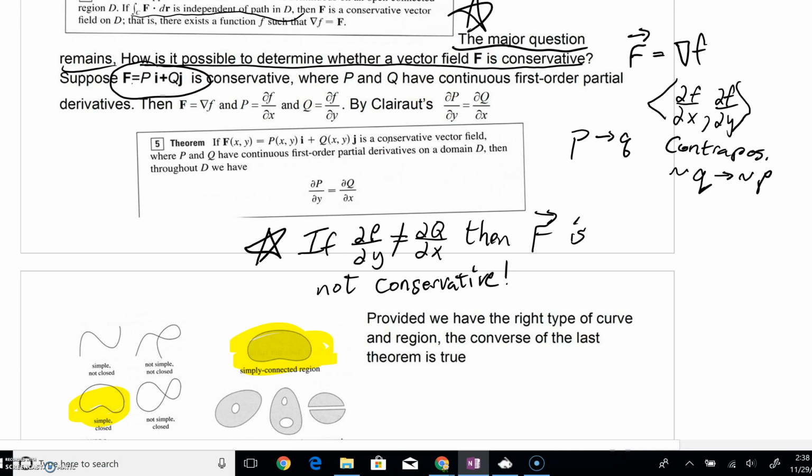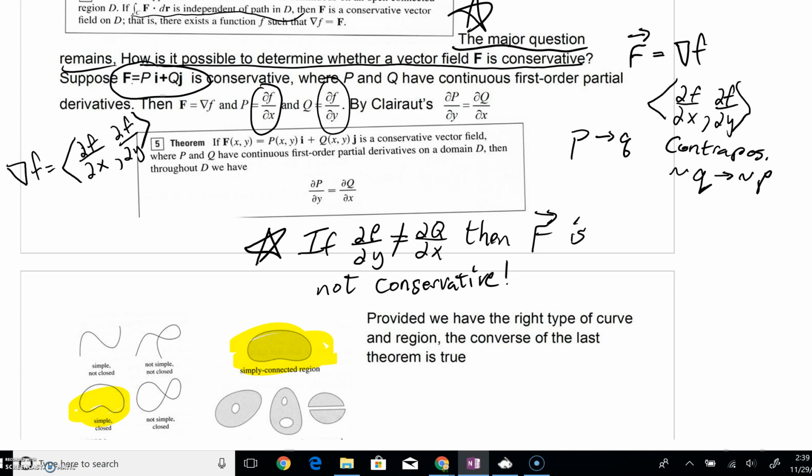Let's assume that you do have a conservative vector field. That means that P is going to be the partial derivative of f with respect to x, from the gradient, and Q would be the partial derivative of f with respect to y. Remember how gradients work: the partial derivative of f with respect to x is your i component, and the partial derivative of f with respect to y is your j component, and that's essentially what capital F, that conservative vector field, is saying.